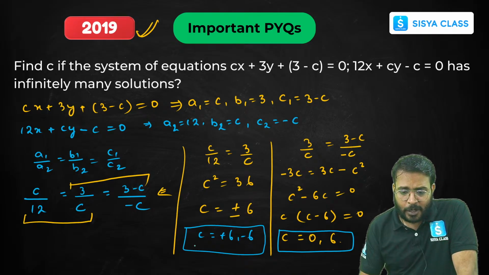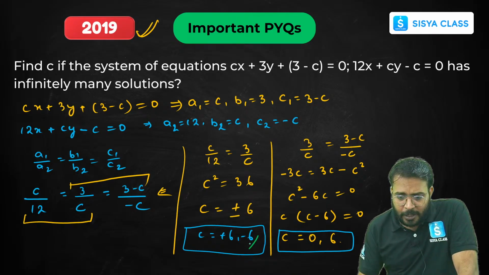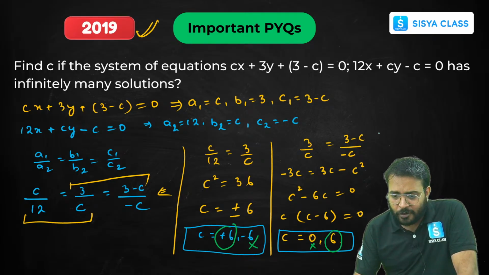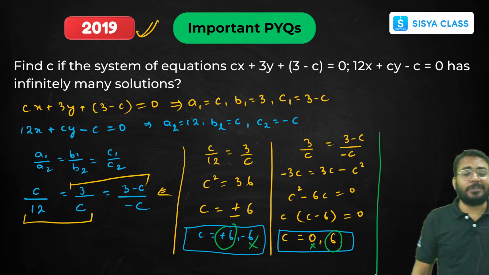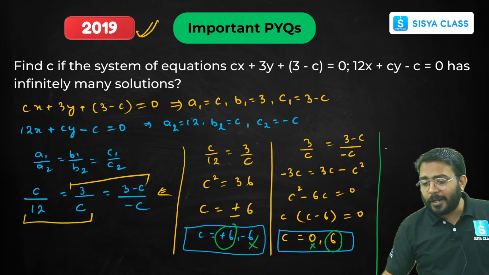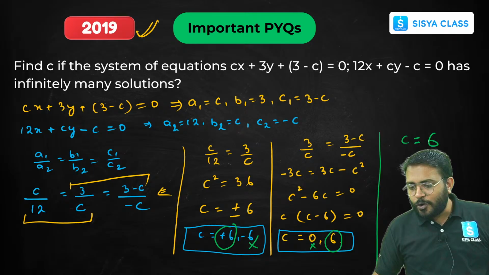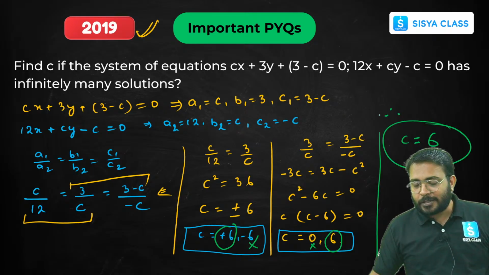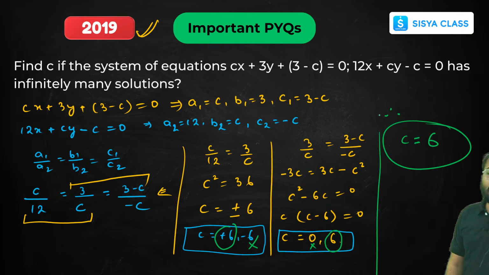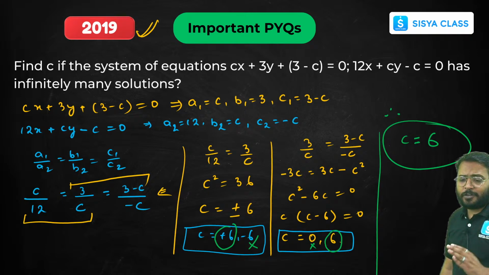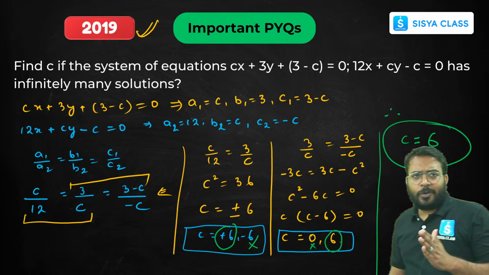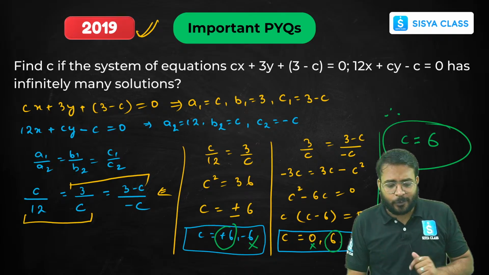Can you see here? C got eliminated, 0 got eliminated. Only c is going to be common in both the conditions. In both situations, only the value of c is going to be common, and that's why the value of c is going to be 6. Understood my point? So this value, c equal to 6, is going to satisfy both my first and second conditions, and that's why this is going to be the correct answer.